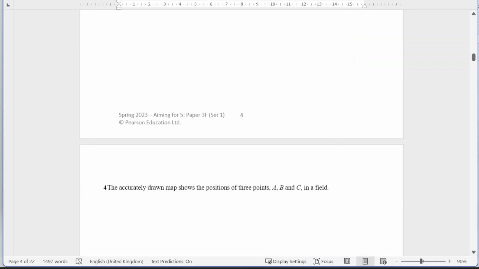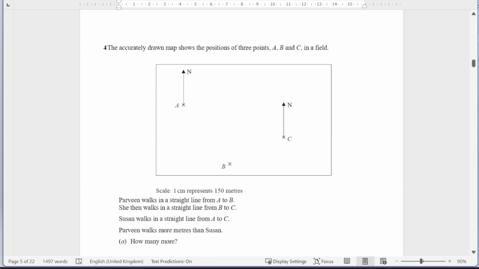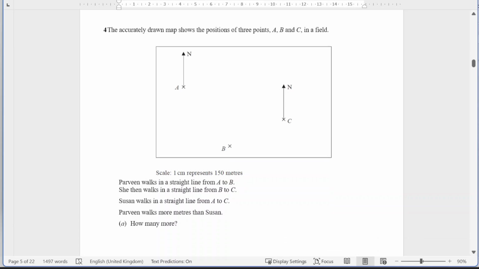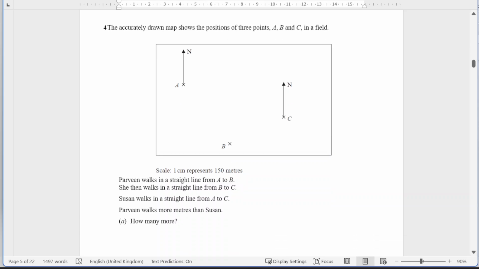Okay, question 4. Okay, I struggled to do this one slightly. The accurately drawn map shows the positions of 3 points A, B, and C in a field. Pavilion walks in a straight line from A to B. She then walks in a straight line from B to C. Susie walks in a straight line from A to C. Pavilion walks more meters than Susan. How many more? So if I work in terms of centimeters, so A to B, if I measured that with a ruler, that would be 4.4 centimeters.